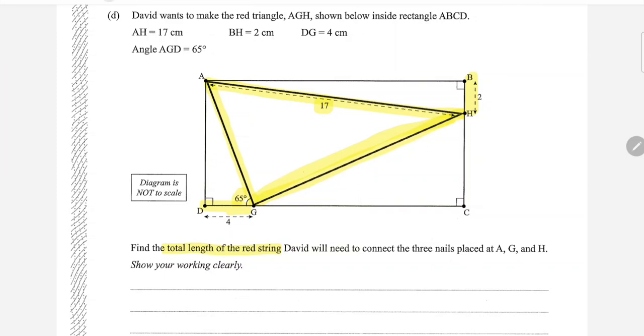Right? So in this case, we are finding the perimeter of this triangle. So let's see how we can find the length of each side. We have one side given to us, which is 17. And here we have 4 given to us. We have an angle given to us. So we can find this one here, which is our hypotenuse. All right, so let's start with that.